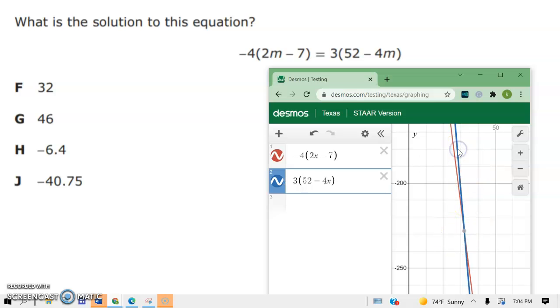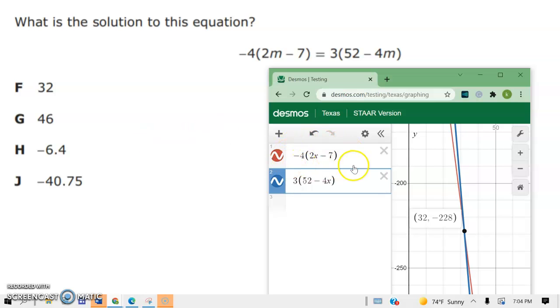So what I do is I click on any line, and there's going to be a little gray dot that appears. I'm going to click on that gray dot, and that is my answer right there. So as you can see, I'm looking for just the x value, which is 32, and my answer right there is F.